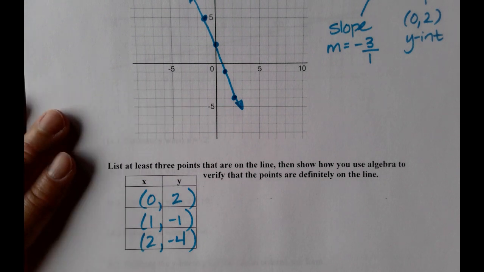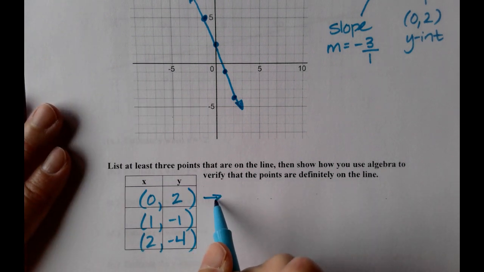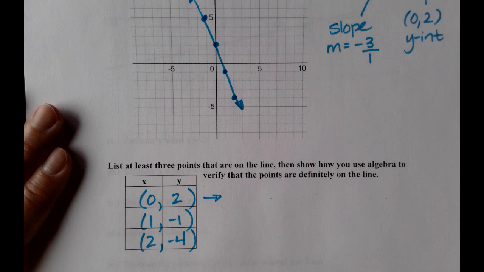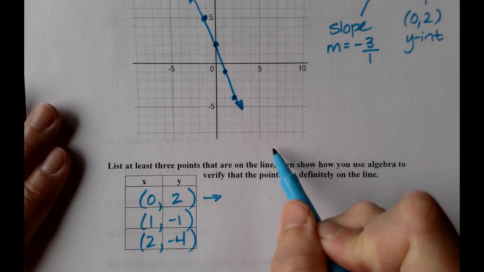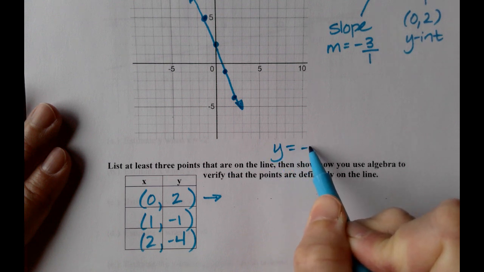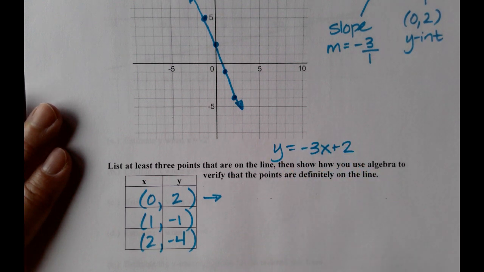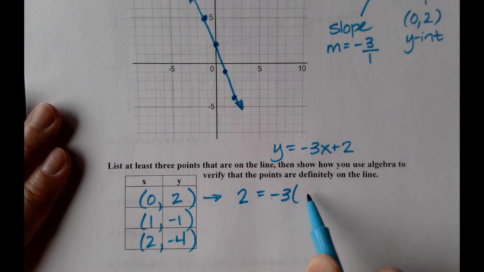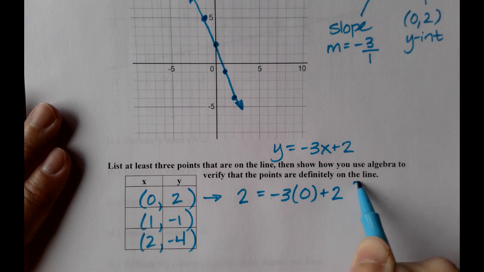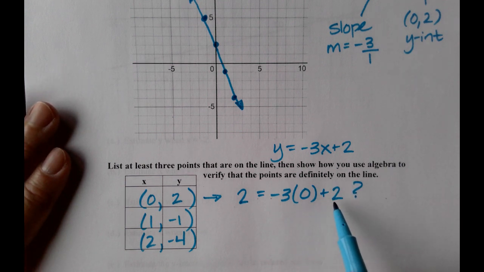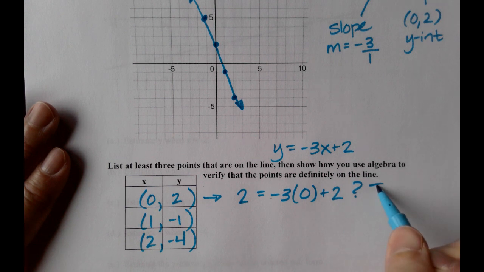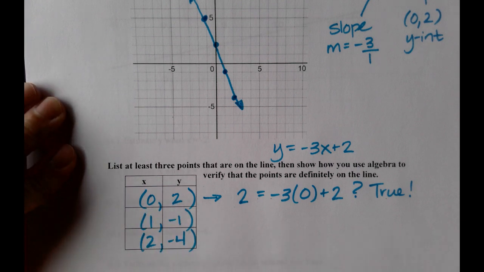To verify that these are definitely on my line, I take my xy pair and I plug it into the original equation. The original equation, we can't see it anymore, but it was y equals negative 3x plus 2. Y's replacement will be 2. 2 equals negative 3 times 0 plus another 2. And we're checking to see if we get a true statement. When you work out the arithmetic on the right-hand side, we do get a true statement, and that means that the line does contain the point 0, 2.